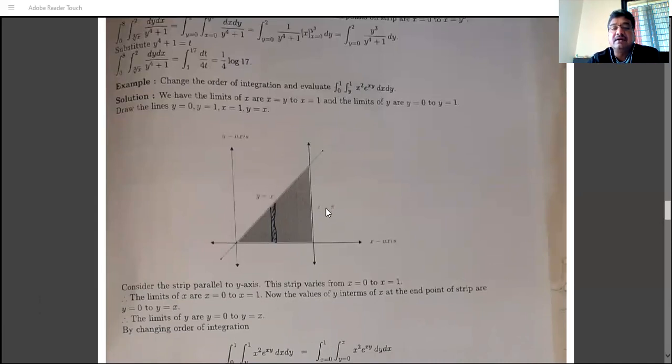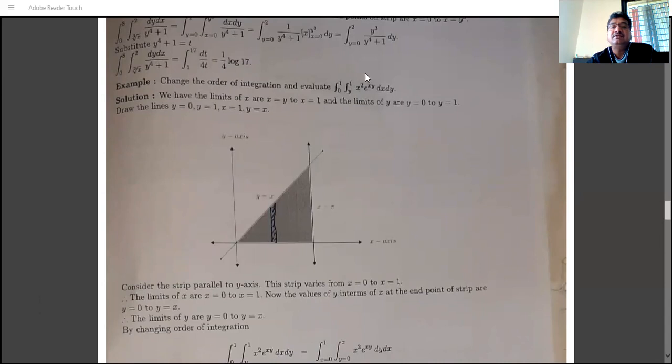Here I think I wrote x is equal to 5; the correction is that it is x is equal to 1, right? X is equal to 1 is this line. And y is equal to 0 means the x axis, and y is equal to 1 means this line. So the area bounded by these straight lines is this shaded region.